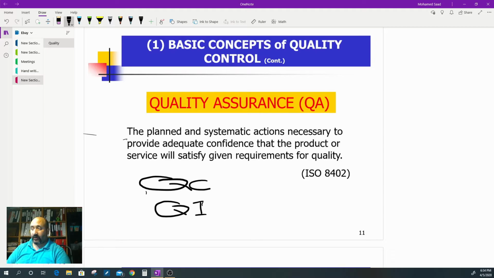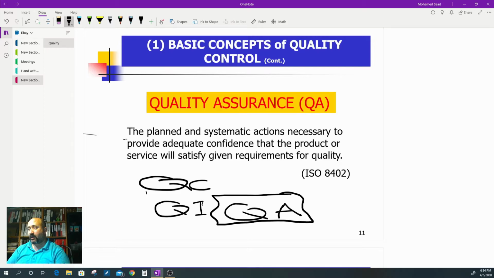So quality assurance, or QA, is the planned actions necessary to provide adequate confidence that the product or service will satisfy given requirements for quality. The purpose of quality assurance is this word: confidence, adequate confidence. So what I do for quality assurance is some actions, systematic, planned, and documented. We'll see later on when we talk about quality assurance.